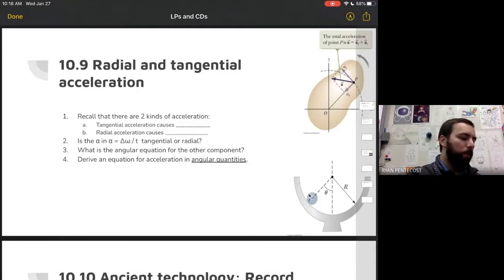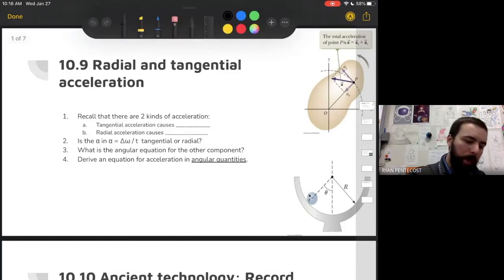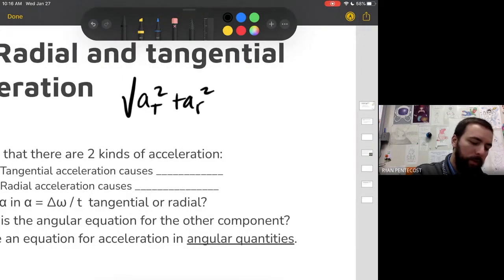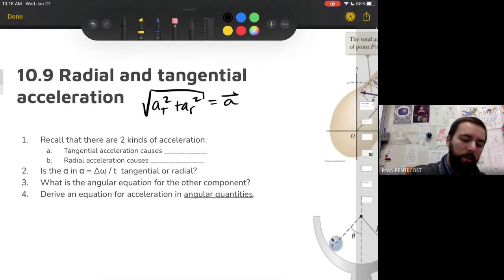So first we have 10.9. It says it's about radial and tangential acceleration. So this is something that we've talked about before. We actually had the equation, right, that the square root of tangential acceleration squared plus radial acceleration squared gives you the overall acceleration of a rotating body, or of circular motion is what we called it back then.